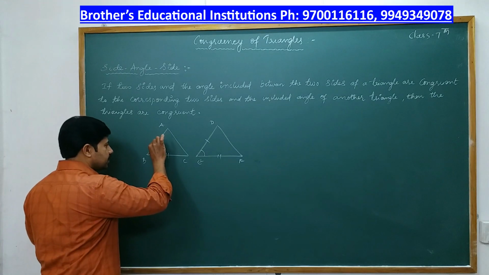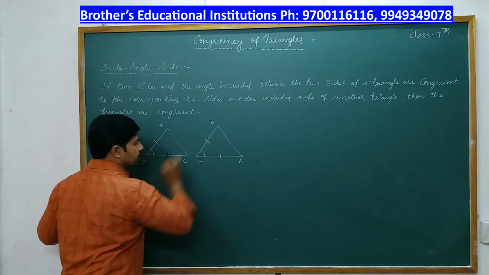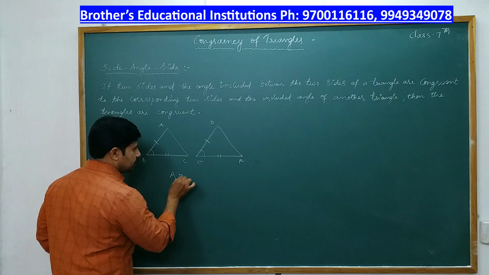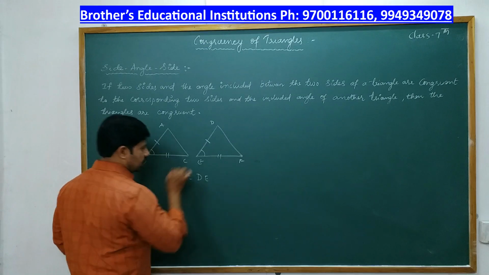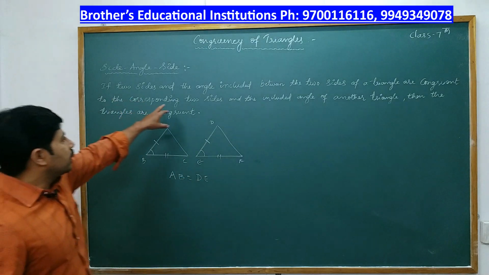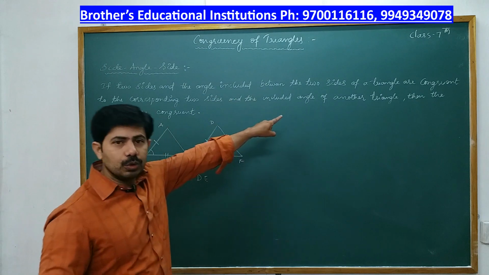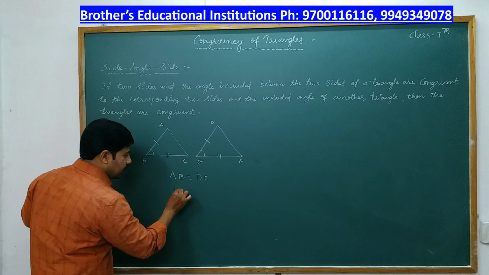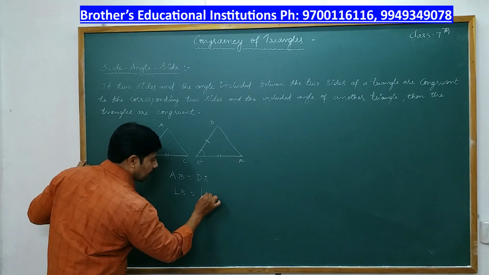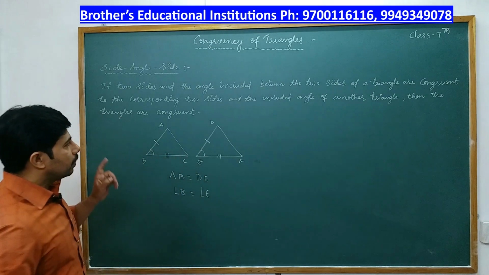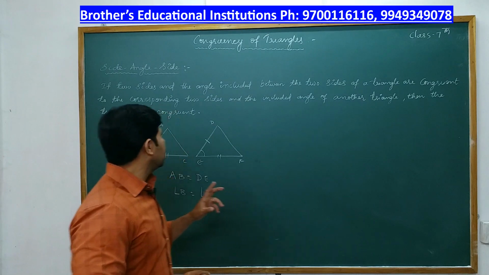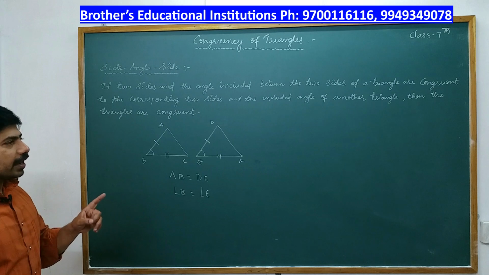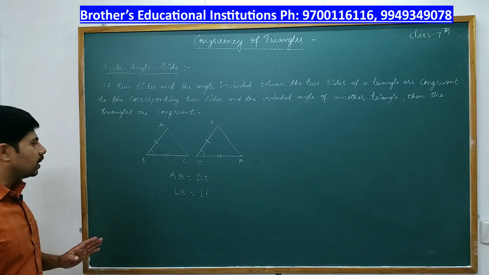Suppose AB is a side, the corresponding side is DE. Right, this is one pair. That means AB is equal to DE. Then the angle included between the two sides, so angle B is equal to angle E. If two sides and the included angle of one triangle are congruent to the corresponding two sides and the included angle of the other triangle, then the triangles are congruent.